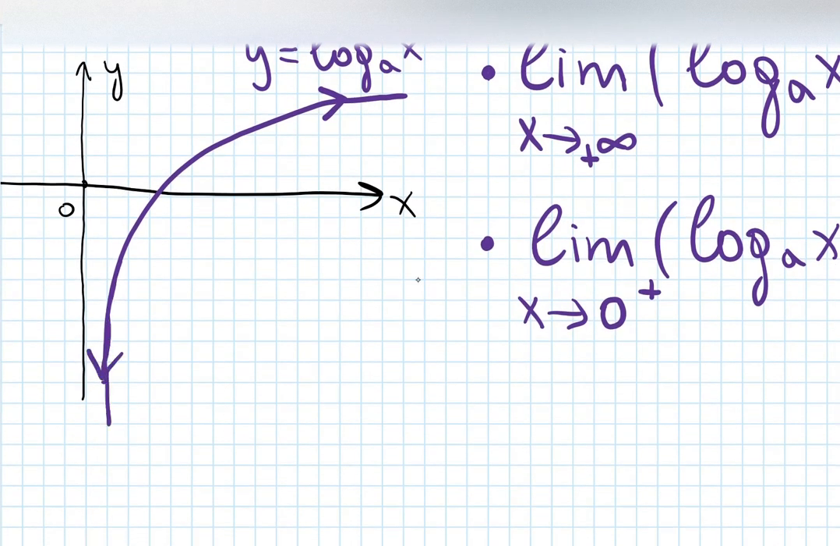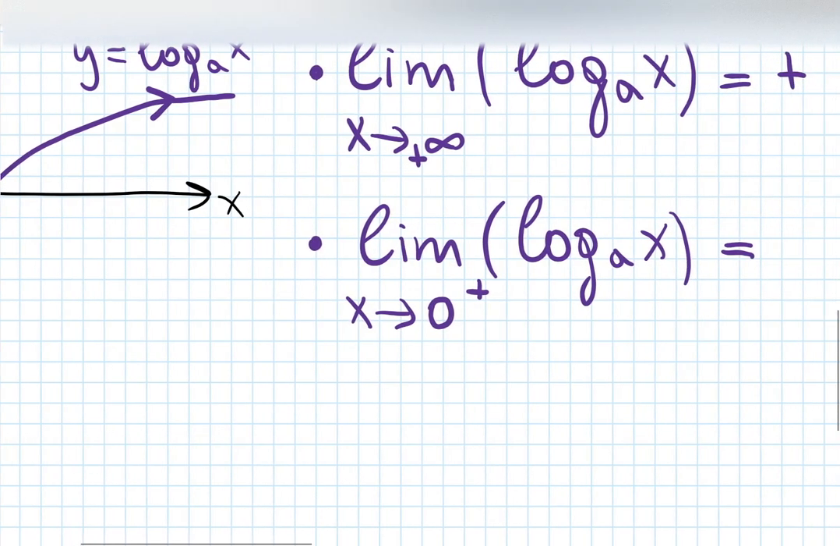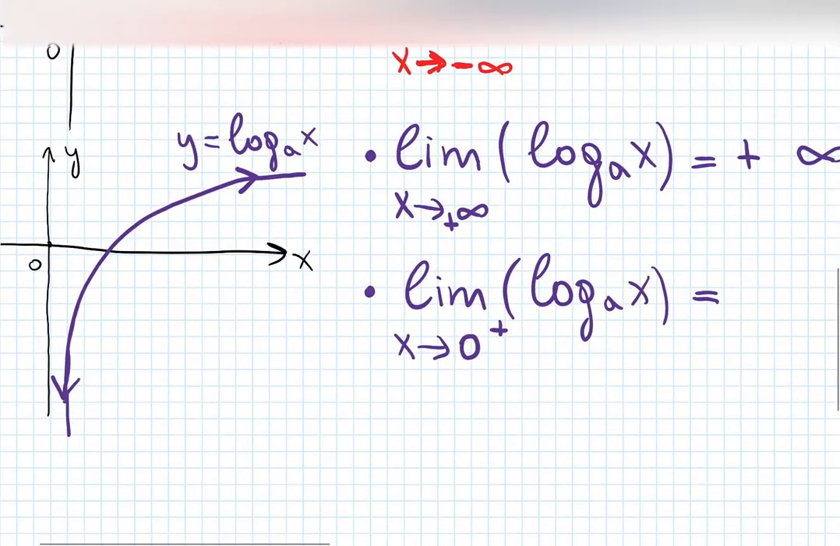What happens when I'm approaching 0 from the right? What happens with log? What do you think? Where do I go? Negative infinity. Good job. I'm going down forever. So on the right, I'm going up, but slowly. And on the left, I'm going down and fast.